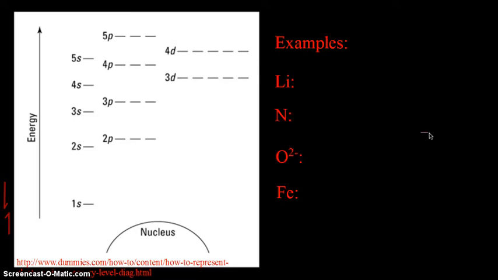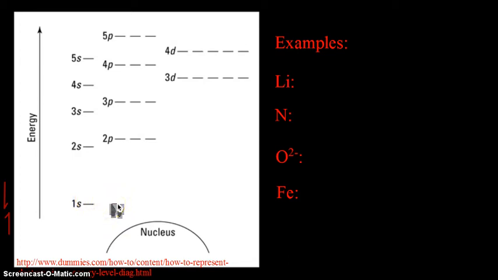And this skill is going to be particularly important when we go on to learn about the periodic trends and bonding of atoms. So here we have this diagram in white here. It's got the nucleus at the bottom, and then as you get further away from the nucleus and you get higher up in energy, the different orbitals are laid out.